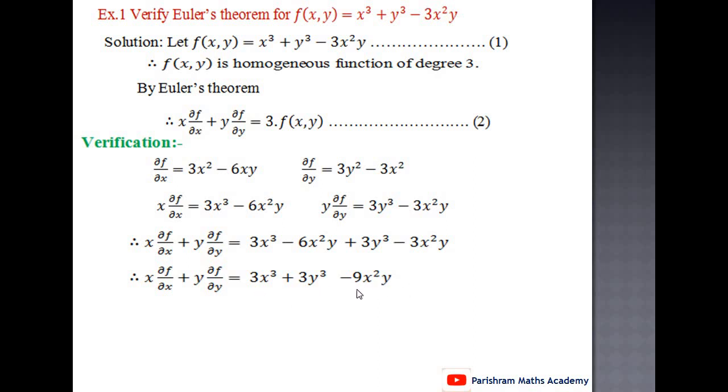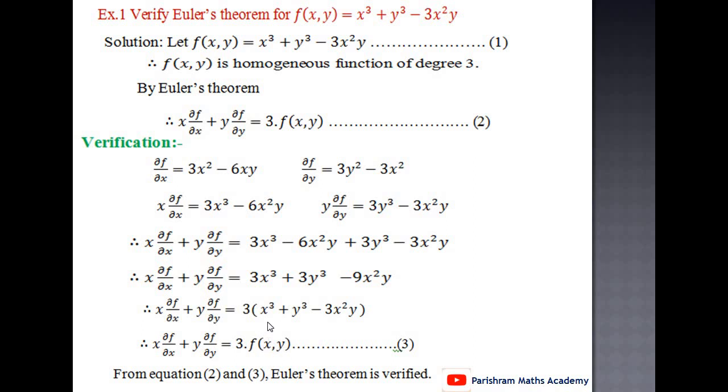Then from this right hand side we can take 3 as common, in bracket x³ + y³ − 3x²y. But this x³ + y³ − 3x²y is nothing but the given function f(x, y). And therefore x ∂f/∂x + y ∂f/∂y equals 3 f(x, y). Therefore from equations 2 and 3, Euler's theorem is verified.